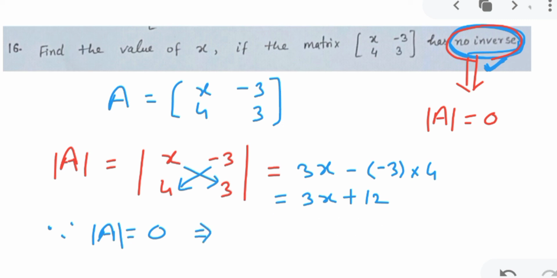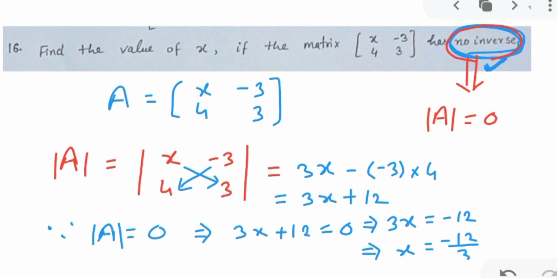3x plus 12. So it means the value of 3x plus 12 is 0, correct? You will simplify this. Then 3x will be 0 minus 12, that will be minus 12. In this way, I will find the value of x. And the value of x will be minus 12 upon 3. That will be minus 4.